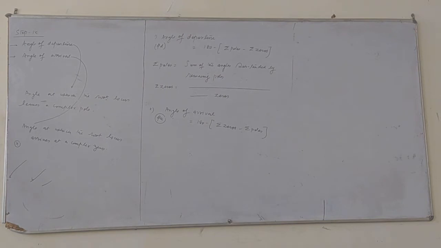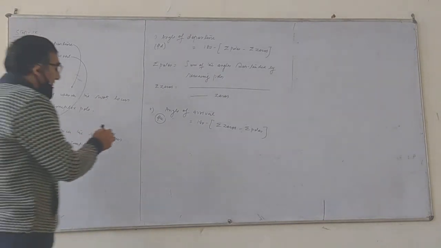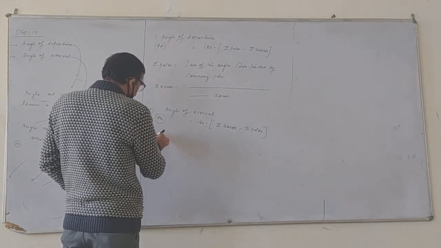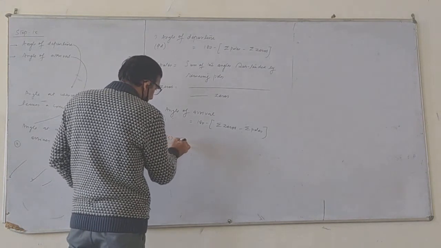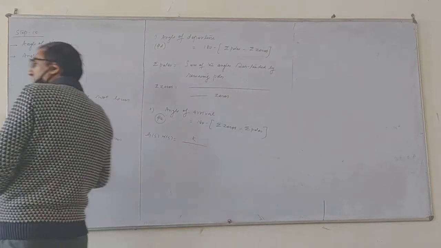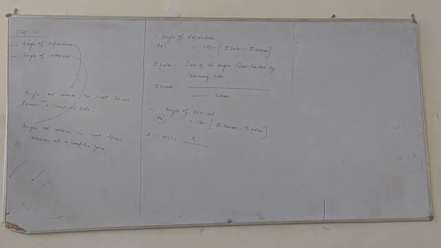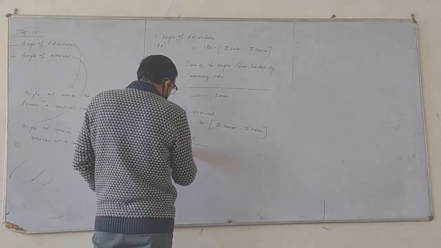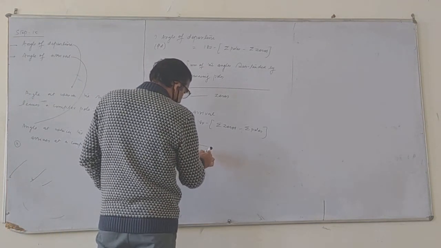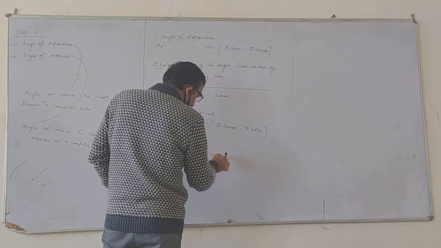So what's the procedure? Let's take an example. For example, the same example that I gave at that time. Let's consider an open loop transfer function G(s)H(s) equal to K divided by s into s plus 6, s square plus 4s plus 13.